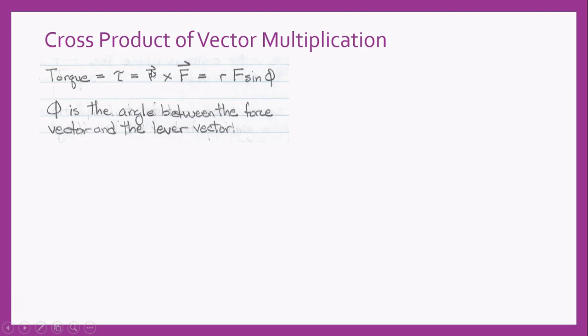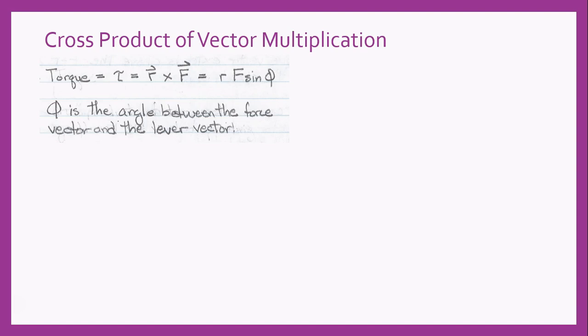We have to do cross product multiplication in order to calculate torque, so let's understand what this involves. So torque is equal to the lever times the force, and it's a cross product instead of a dot product. These are two vectors. The lever is a vector and the force is a vector, has both magnitude and direction. And when we take the cross product of it, we are interested in the components of these two vectors that are perpendicular to each other.